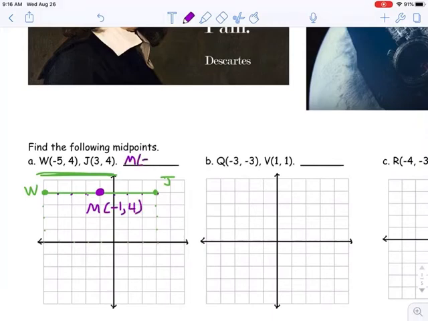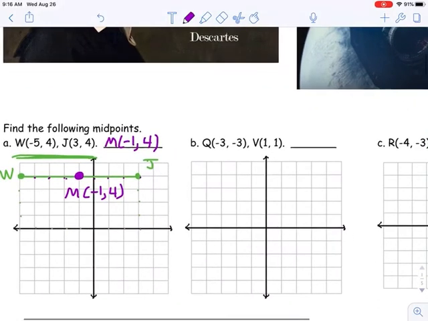So something we got to make sure we're good at is being able to use a coordinate plane. Sometimes we have silly mistakes and swap the X and Y's or go the wrong way. Even me, I'm a genius. Sometimes I mess up as well. So just be careful. Q is -3, -3. V is 1, 1.